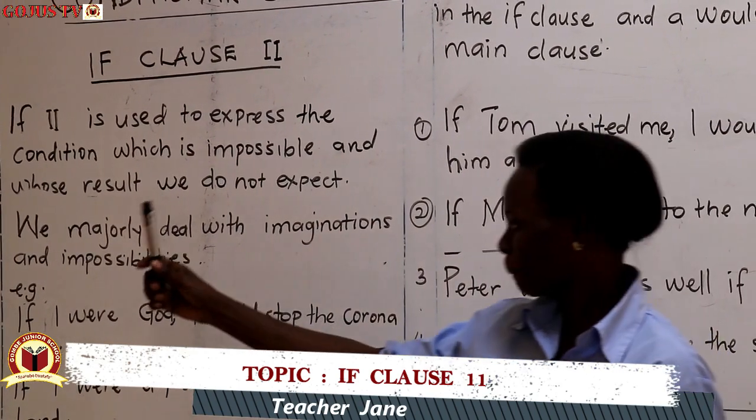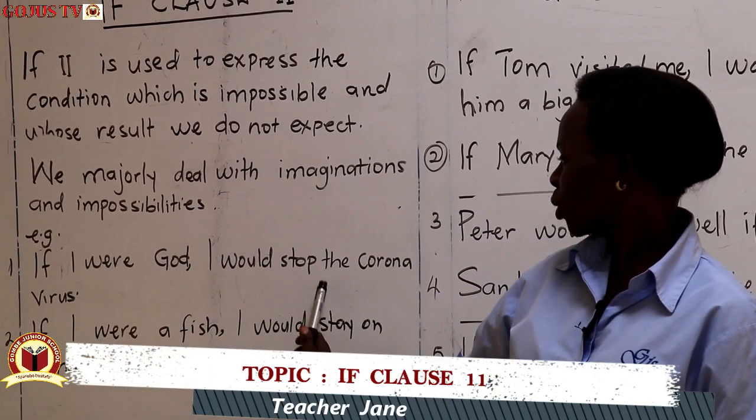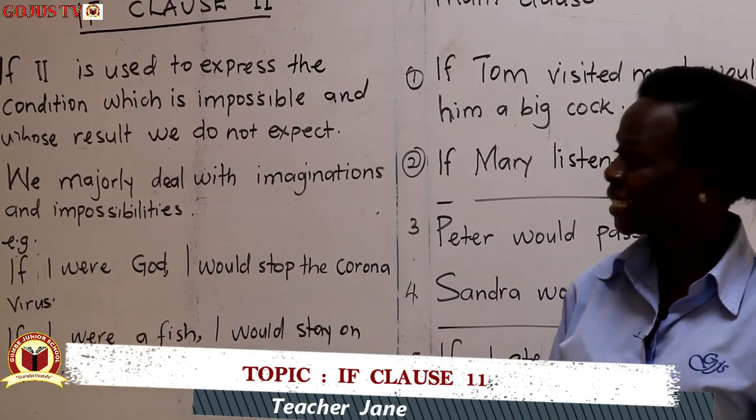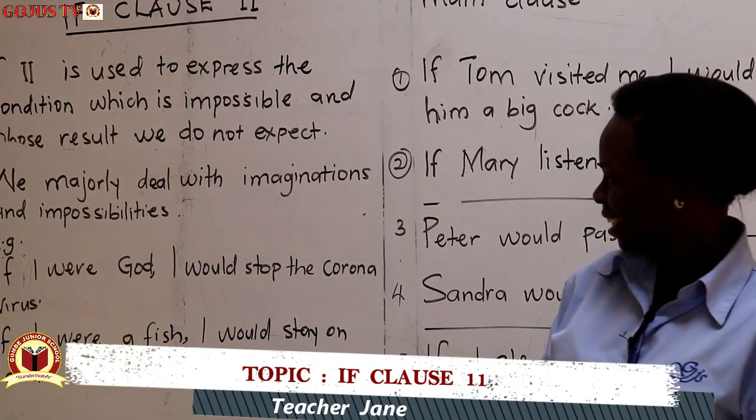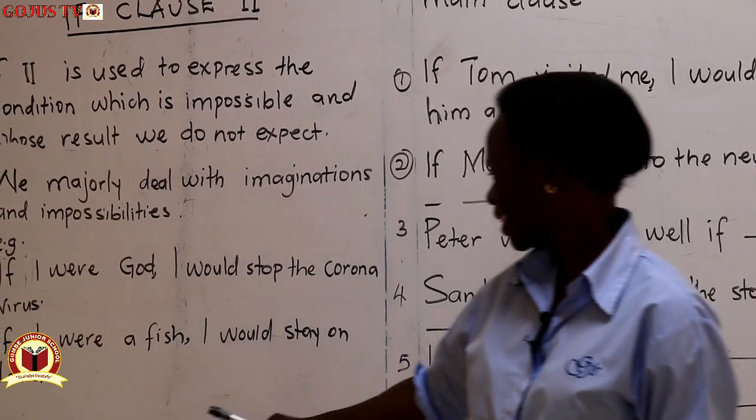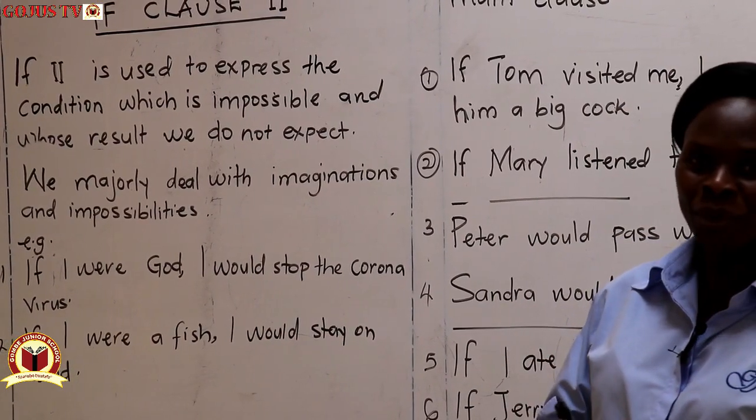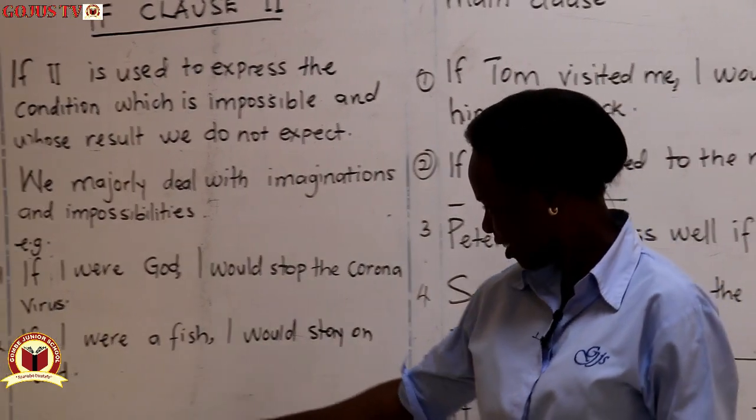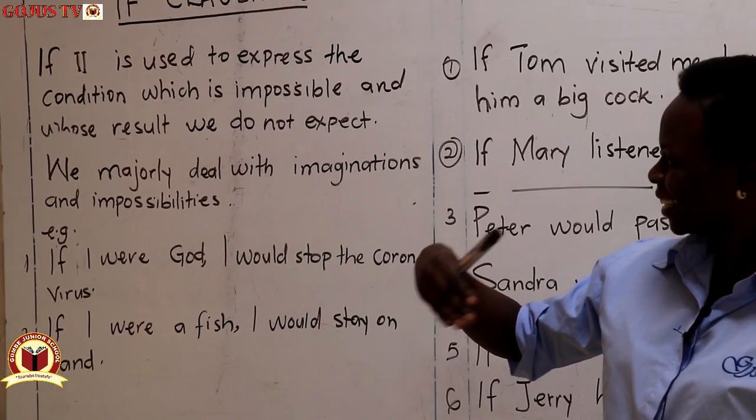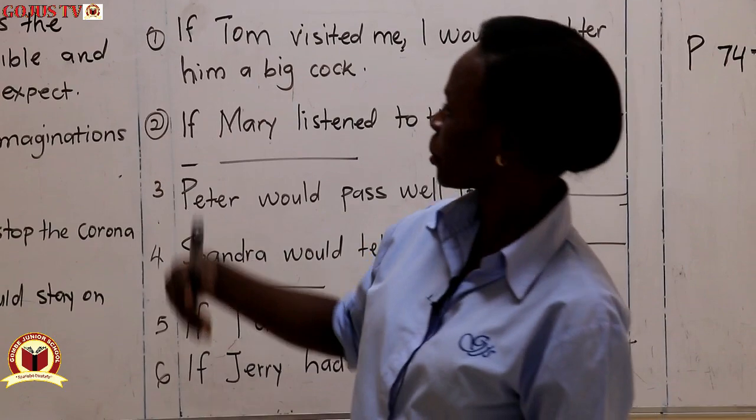For example, if I were God, I would stop the coronavirus. That's an imagination and an impossibility. I cannot become God and I cannot stop the coronavirus. If I were a fish, I would stay on land. It's an imagination and something impossible. I am not a fish and I cannot be a fish. So it's a matter of imagining what would happen if the impossibility came true.